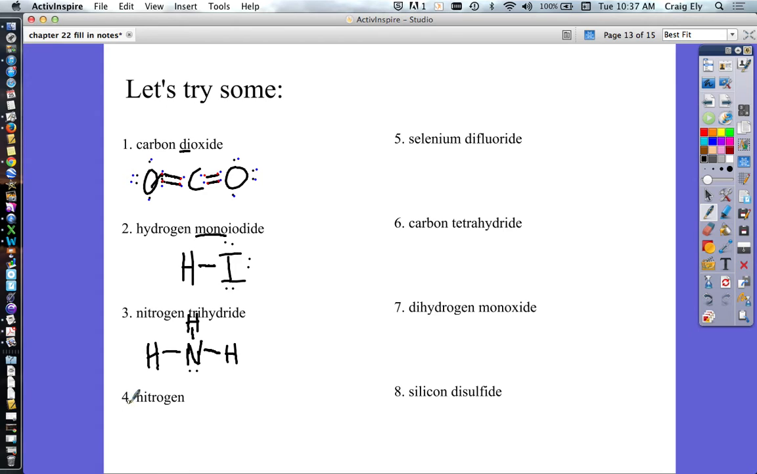Now, 4 is a little bit weird. It's just nitrogen. Why is it just nitrogen? Remember Professor Brinkelhoff? Nitrogen is a diatomic molecule. That means it's 2 nitrogens that have bonded together. Now, nitrogen has 5 valence electrons. Let's just try this and see how it goes. So I've got 1, 2, 3, 4, 5. 1, 2, 3, 4, 5. So if I do that, I've got a bond here and a bond here, so that gives me a double bond.